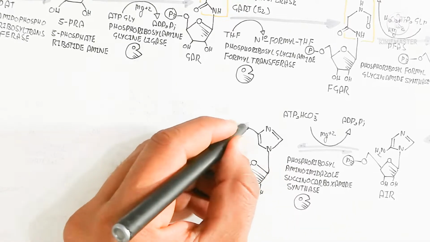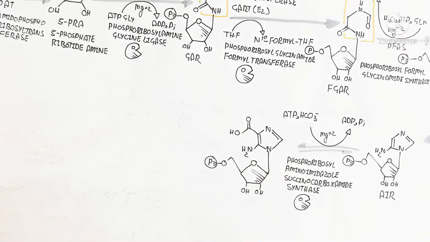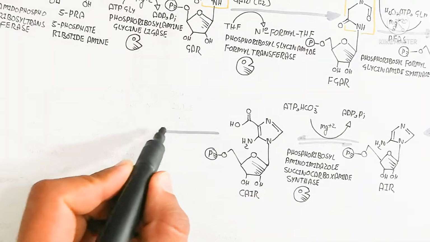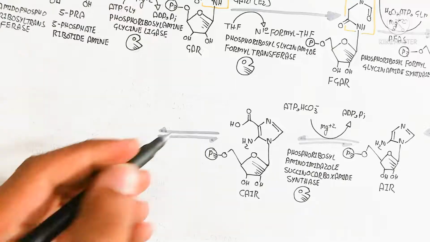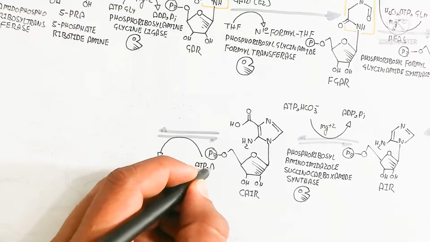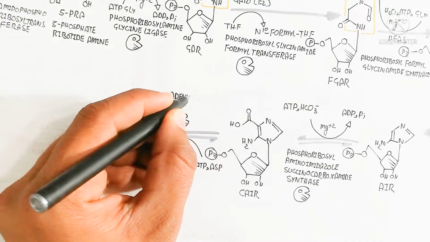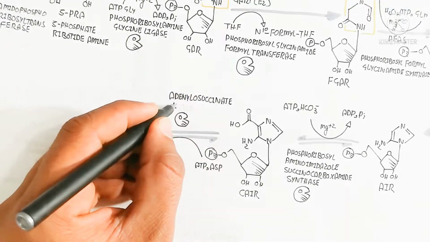The enzyme used to produce this structure produces carboxyamidazole ribotide, which is also known as CAIR, and you can understand this is the CAIR.